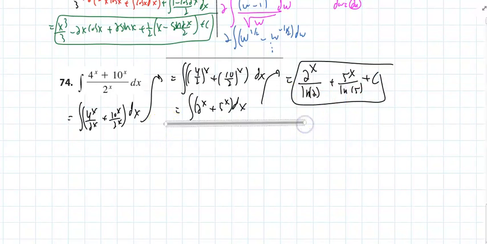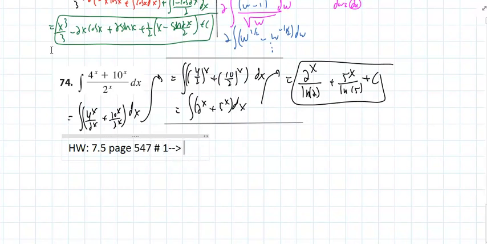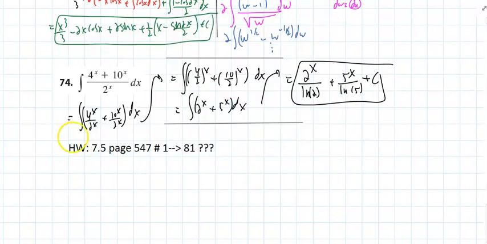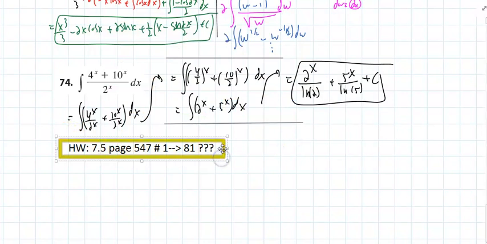So on this section, this is the one section I'm not sure what to assign, so I'm going to give you an option. Homework. And this is section 7.5 on page 547. Numbers 1 through 81. I don't know what to choose. Odd, every other odd, every other odd. I needed to submit some problems. You could do a few of each. Remember, the more you do, the better off you are. Alright?